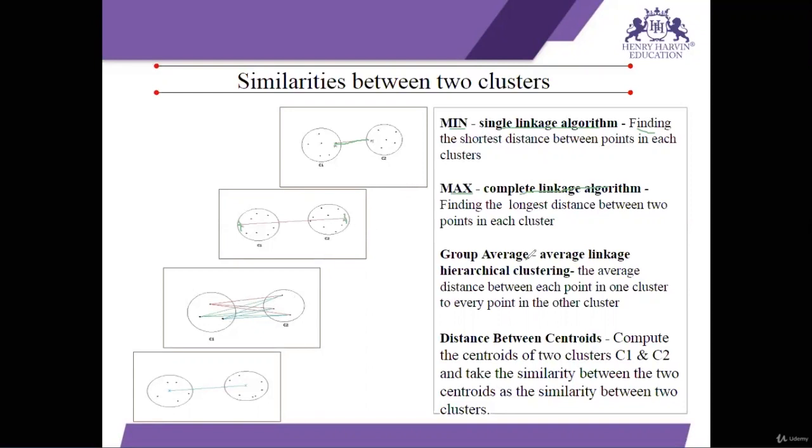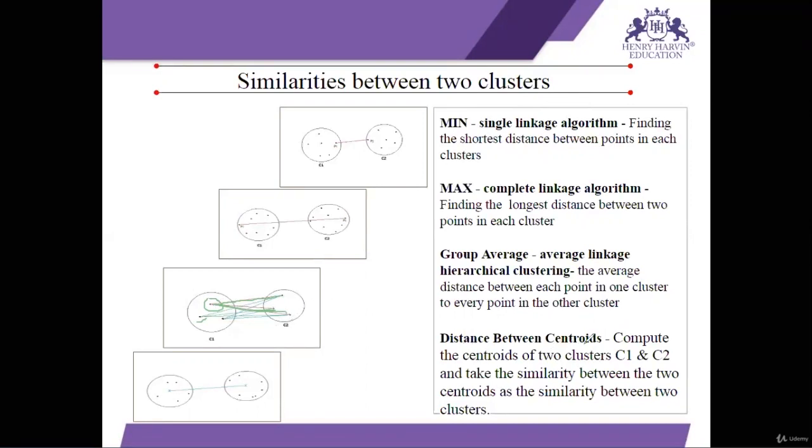Next is group average, wherein average linkage hierarchical clustering is done. The average distance between each point in one cluster and every point in the other cluster is compared. So in C1 and C2, the distance from each point will be calculated to each single point. If this is one point here, it will be compared to each of the points in the other cluster. Like a single point in C1 will be compared to each of the points in C2. Similarly, the second point will be compared to each of the points in C2. So this is how a distance matrix will be created.